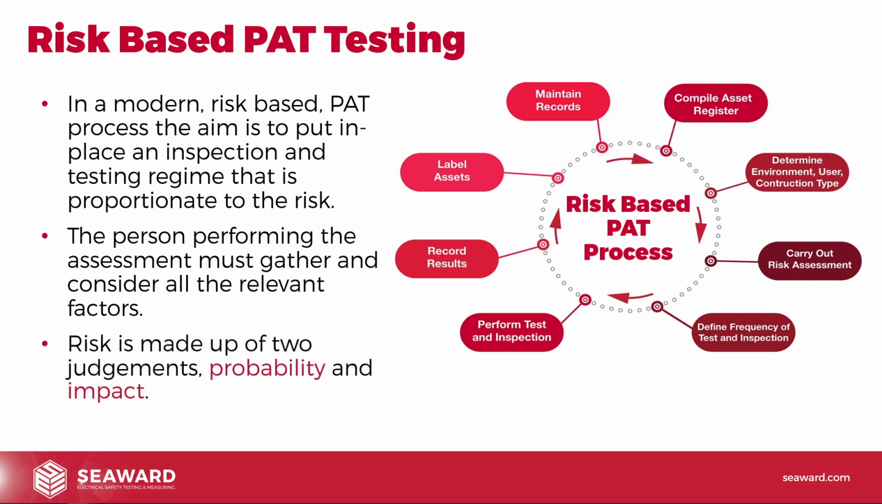So risk is made up of two judgments. Whenever you're doing a risk assessment, you've always got to balance these two judgments in your head. The probability that we're going to need maintenance: what's the likelihood that equipment is going to need maintenance? And then the impact: what if that maintenance doesn't happen? What if there's a fault? What if the fault occurs? So we're looking at the probability and the impact, and the two things together give us the risk.